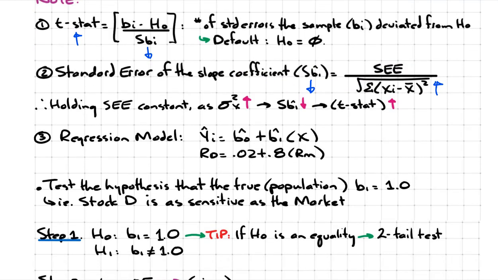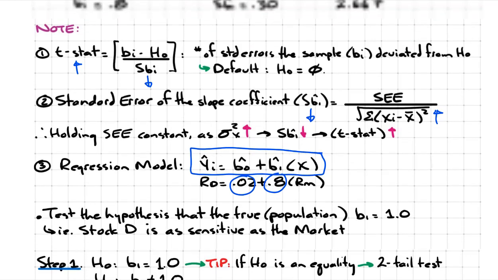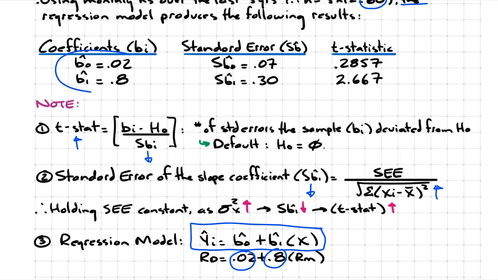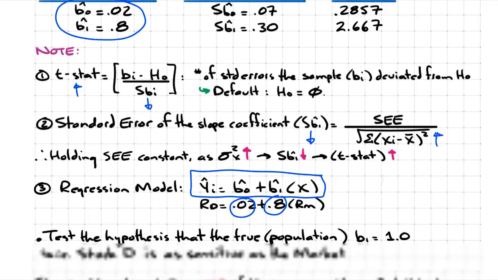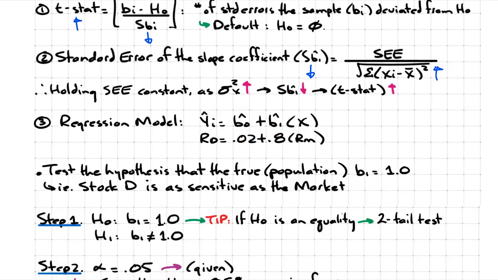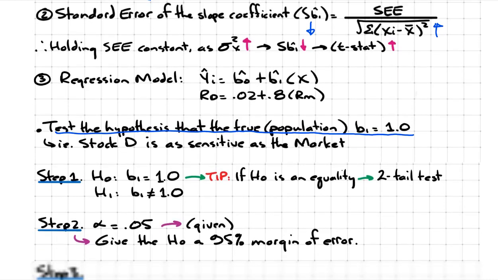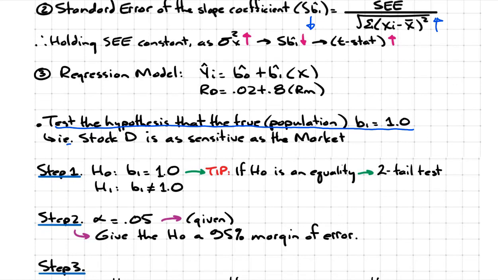So here's the regression model. This is the generic framework. Now all we've got to do is plug in the estimates we got for B0 and beta 1, and there it is. This is the whole point of the regression software, that it does the calculation for us. We just have to input those 60 observations, and then it'll tell us what B0 and beta 1 are. And what we want to do is test the hypothesis that the true or population coefficient is equal to 1. In other words, what we want to see is whether stock D is as sensitive as the market.